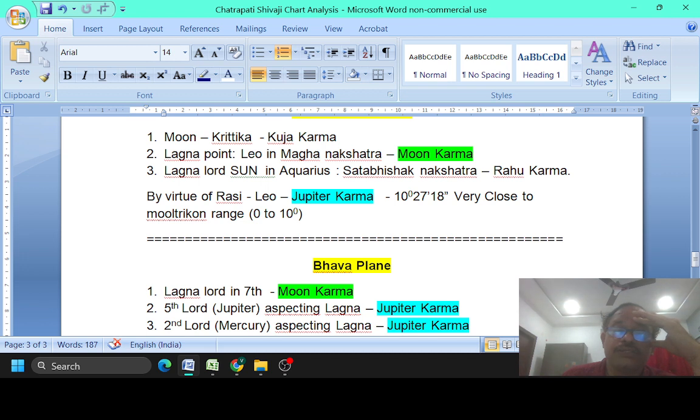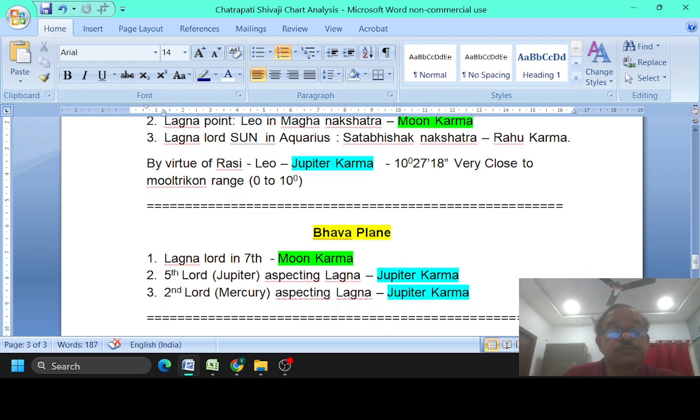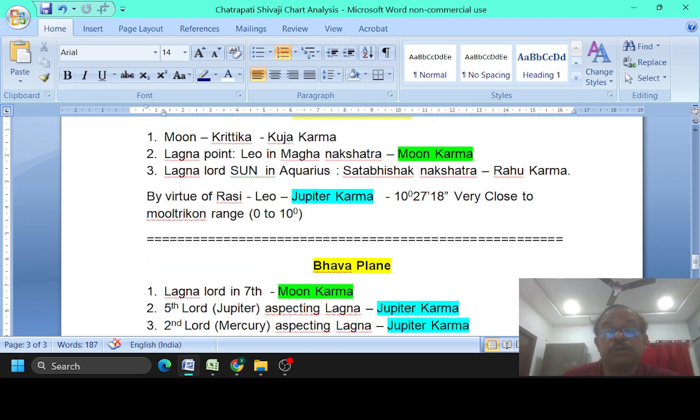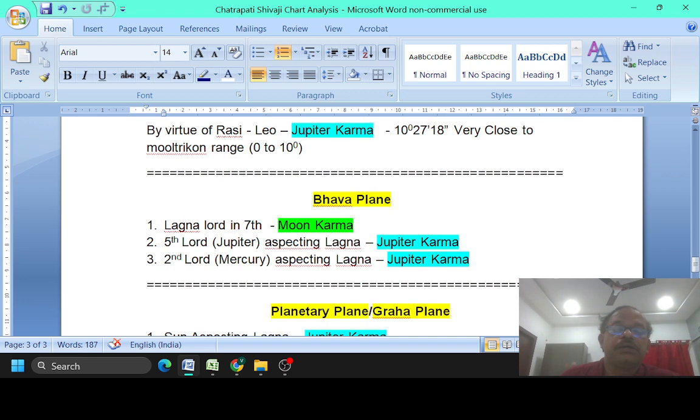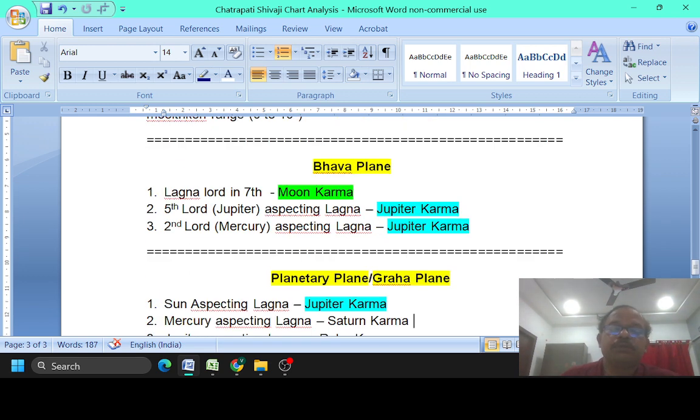The Lagna point also cannot be disregarded. Lagna point we have in Leo, Magha Nakshatra, and Magha carries Moon karma. The Lagna Lord placed in the 7th house is also imparting Moon karma. So dominantly we can say the native will have both Jupiter karma and Moon karma. That is how we identify the dominant karma from the birth chart.